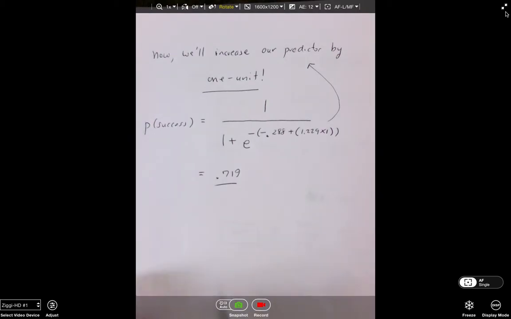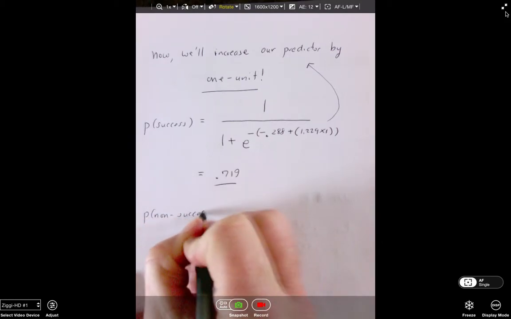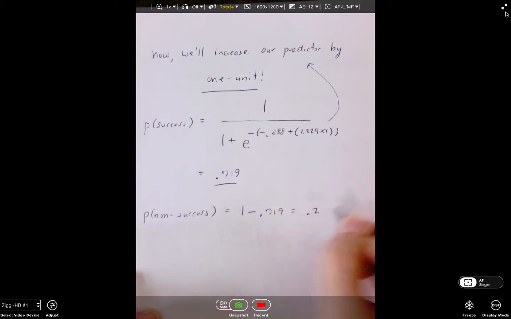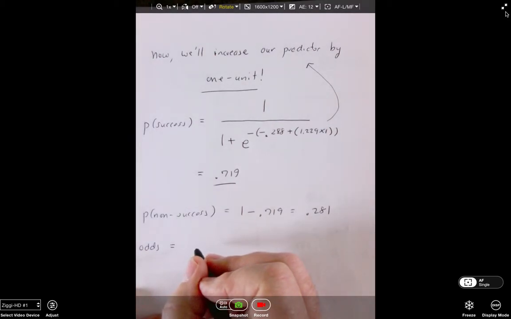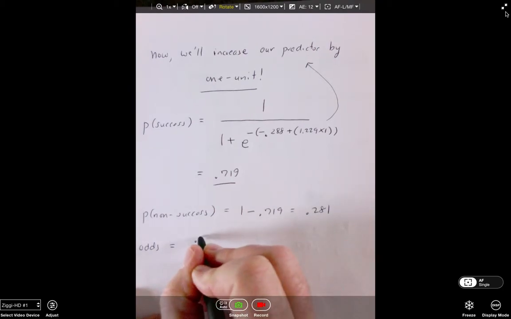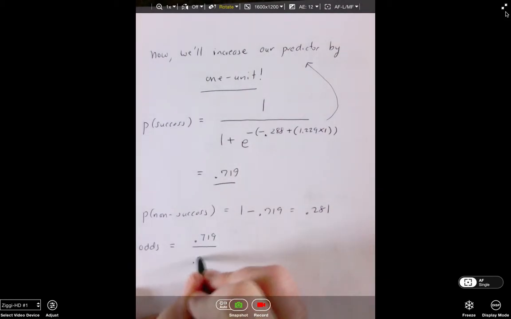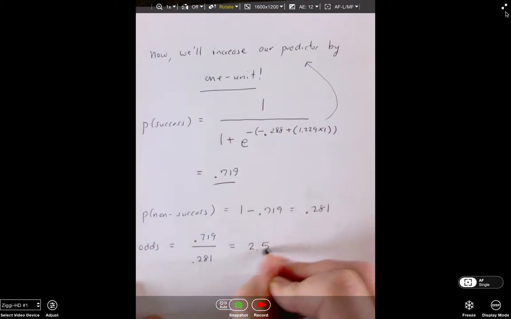0.719 here. So guys, the probability of non-success is going to be 1 minus 0.719. So that's 0.281, right? All right, cool. Now, let's get into the odds. So the odds are going to be 0.719 over 0.281, and I get 2.56.